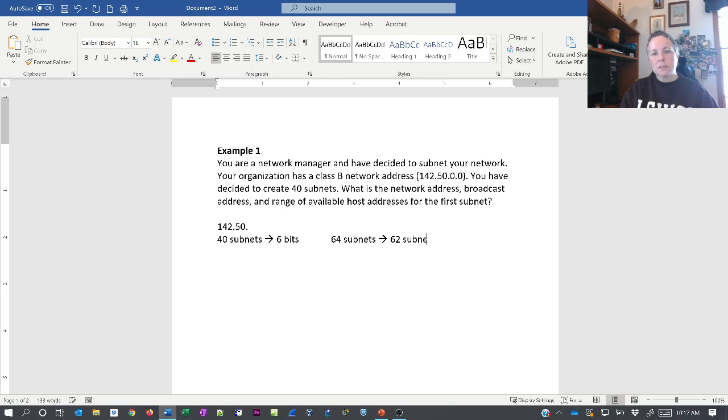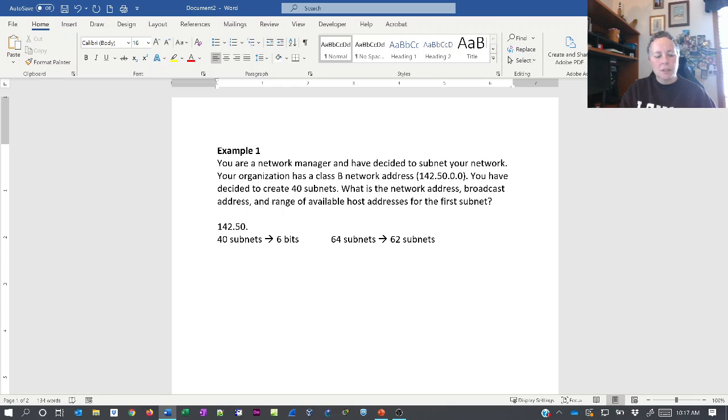Now, typically, you will subtract 2, because we don't want to use an all 0 subnet or an all 1 subnet. All 0 can confuse you. If I have a 0 subnet, my subnet address is going to be 142.50.0.0. And then I will get confused. Do I want subnet 1 for 142.50.0.0, or am I referring to the entire network of 142.50.0.0? And the same if we use all 1s. And there's a nice paper about the 0 subnet and all 1 subnet that you can read more about this. So I have 62 subnets.